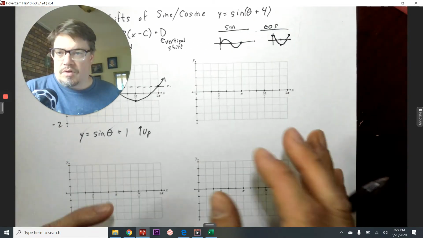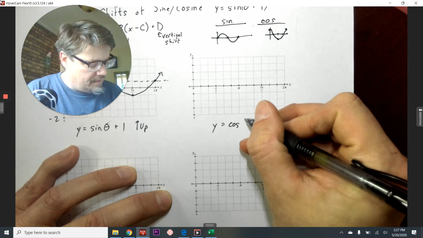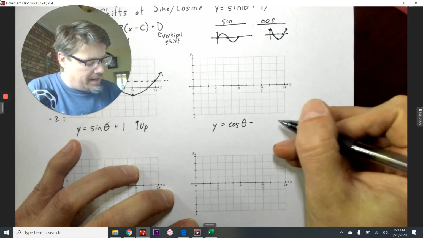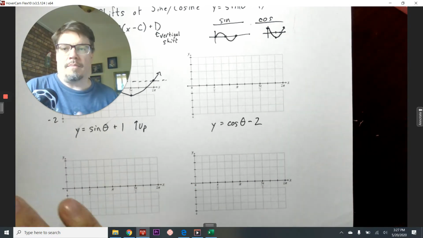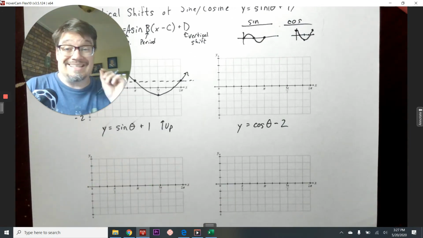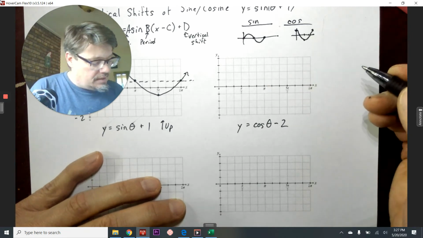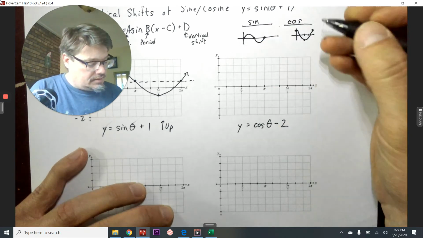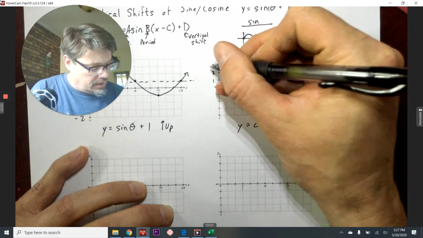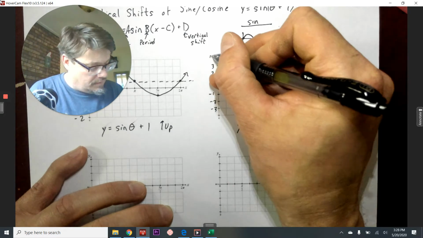All right, now let's throw in a cosine. Now I'm going to go y equals cosine of theta, and let's go minus 2. Okay, we're going to go minus 2. And you can see there's no parentheses, so that negative 2 is not a c. All right, so since cosine, we're going to go 1, 2, 3, negative 1, negative 2, negative 3. Might as well go 4.